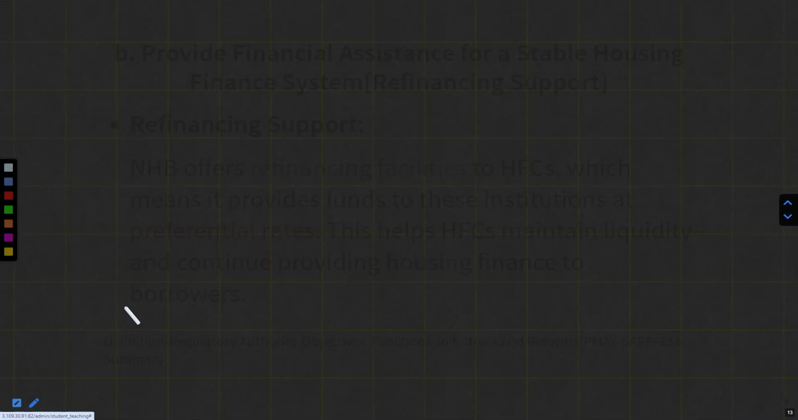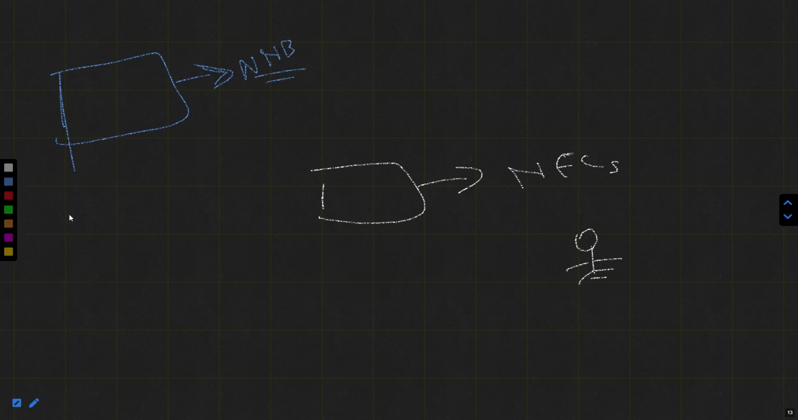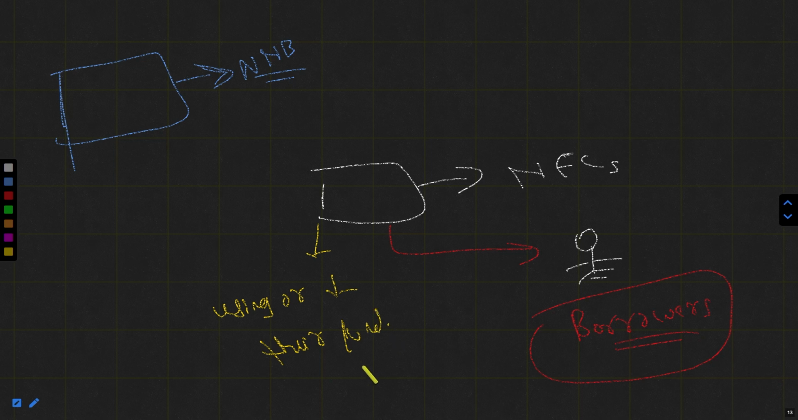For example, suppose this is the borrower, this is the HFC, and this is the NHB. The condition is, suppose the HFC is funding the borrowers, so the HFC will be decreasing its funds, because it is giving the amount to the borrower for a certain period of time, and that amount will only come back after a certain period. So meanwhile it will be decreasing its funds.